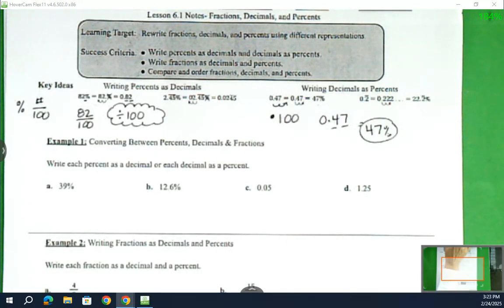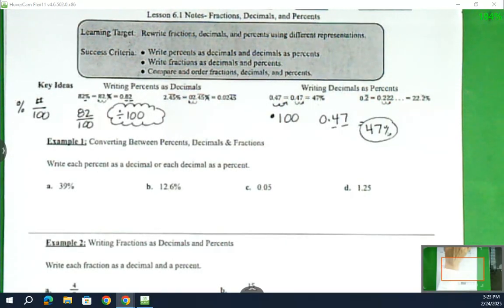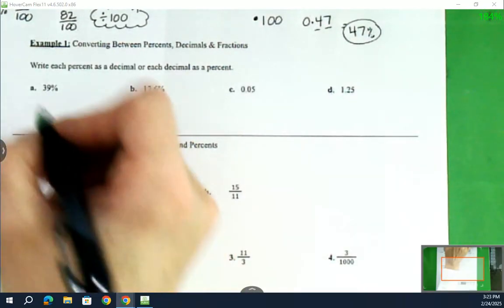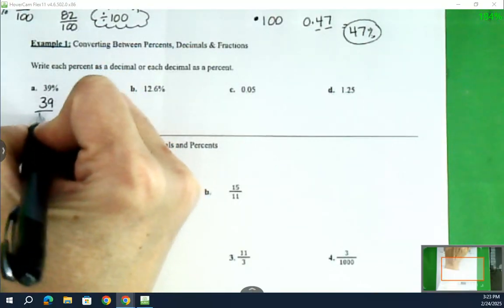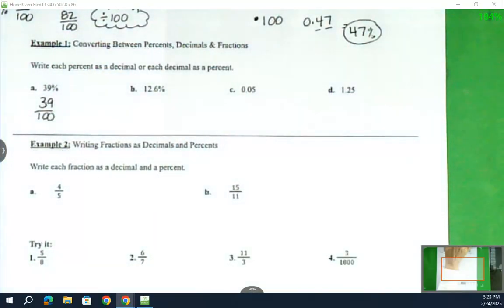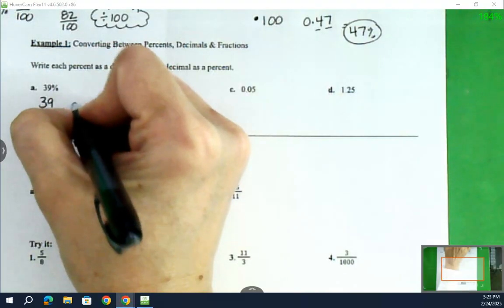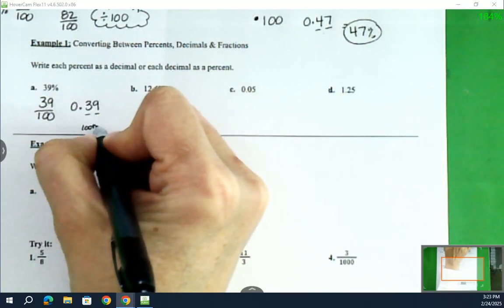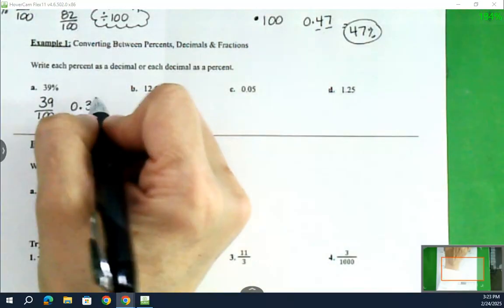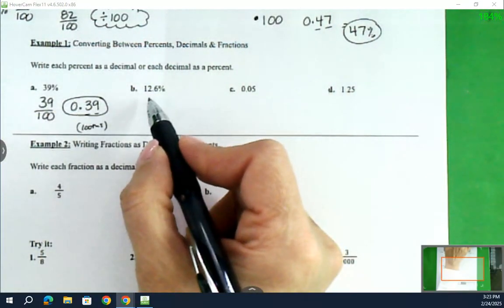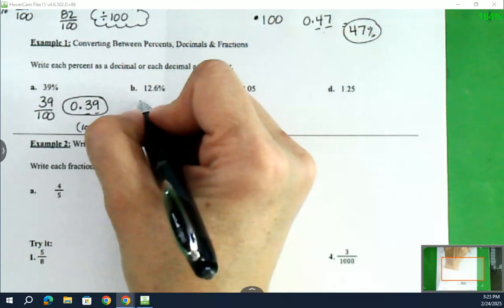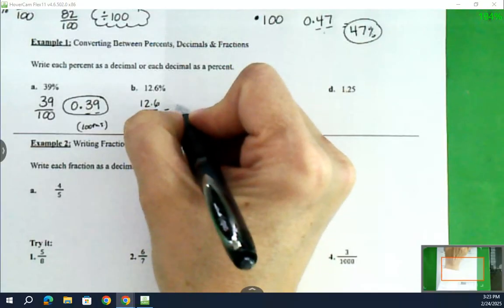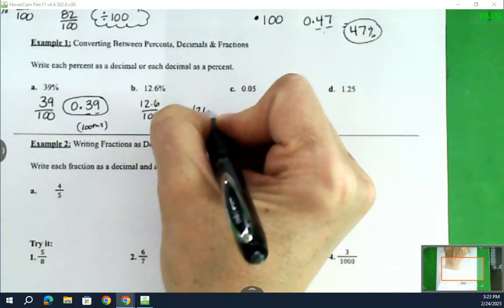So we have some examples here, converting between percents and decimals. Write each percent as a decimal or each decimal as a percent. So depending on what we're given here. So this is 39%, which means 39 out of 100. And if I use my calculator to divide, that's going to be 0.39, or 39 in the hundredths place. Okay, for number 2, I have 12.6%. That's 12.6 out of 100, which when we divide, we get 0.126.